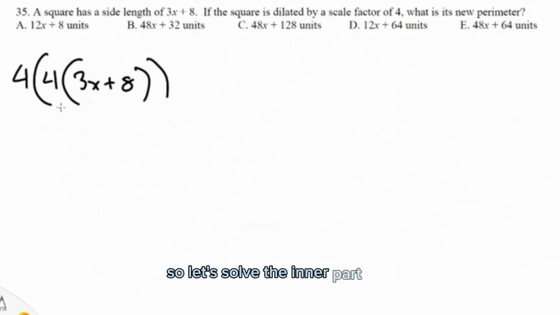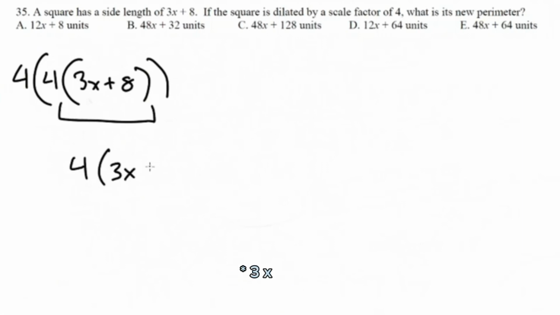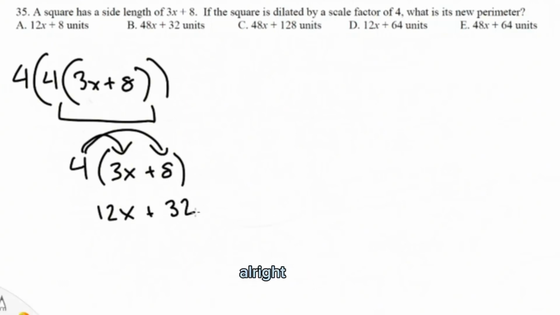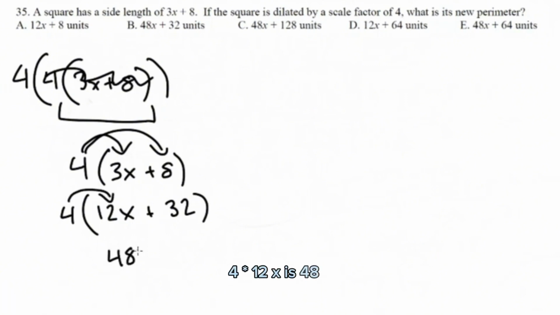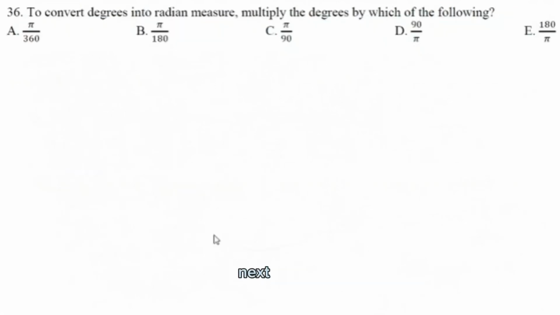So let's solve the inner part first, this dilation. So that's 4 times 3x plus 8. Alright, using the distributive property, we can do these separately. So 4 times 3x, that is 12x. 4 times 8, that is 32. Alright, now this becomes 12x plus 32. So now this is 4 times 12x plus 32. So let's do that. 4 times 12x is 48x. 4 times 32 is 128. And that's your answer.